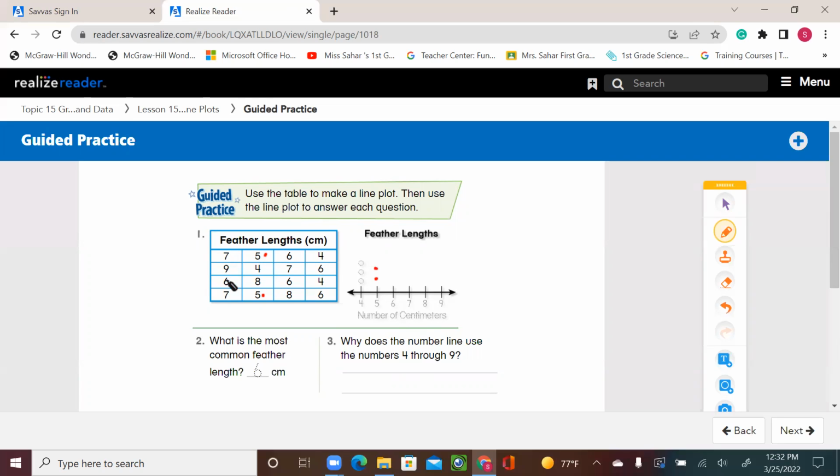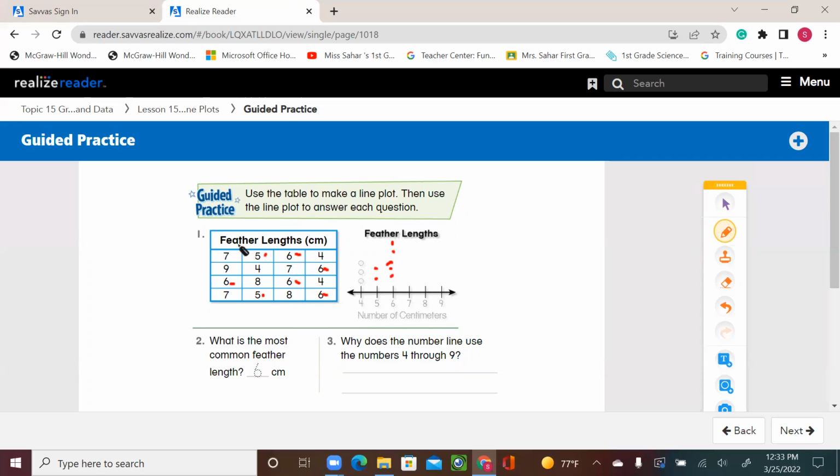I'm seeing how many feathers had a length of 6 centimeters. So let's see the first column. I have 1 6, 2, 3, 4, 5. So I need to put 5 dots. 1, 2, 3, 4, 5. Put 1 here. All right, 7 centimeters.